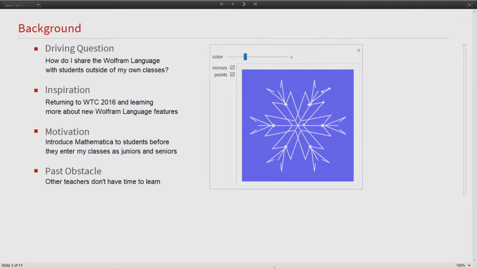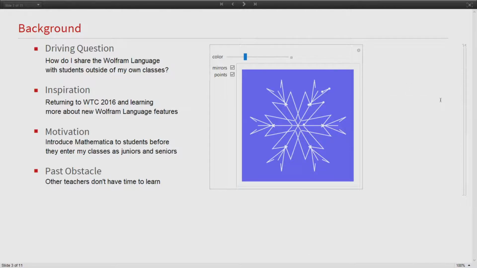What really inspired me to do this was after a few years when I was unable to come to the Wolfram Technology Conference, I returned in 2016 and learned a lot more about the new features of the Wolfram language, the stuff with image processing and geodata and all this stuff that was way beyond just graphing curves and equations and solving algebra problems, which was kind of our primary focus with Mathematica.